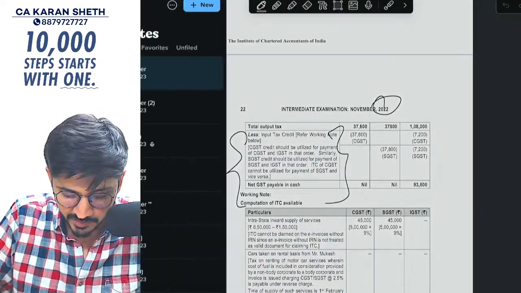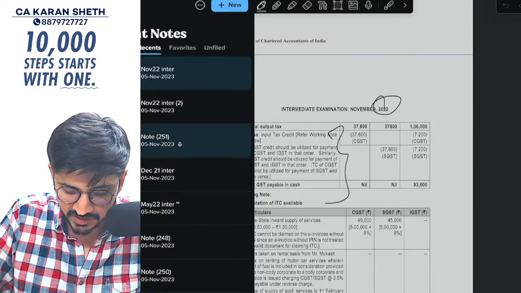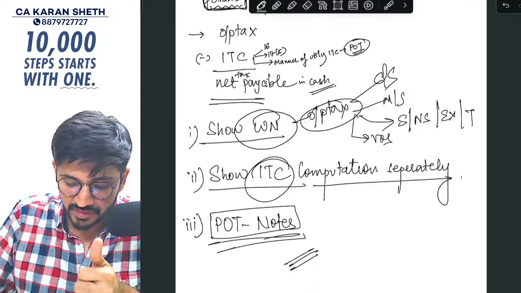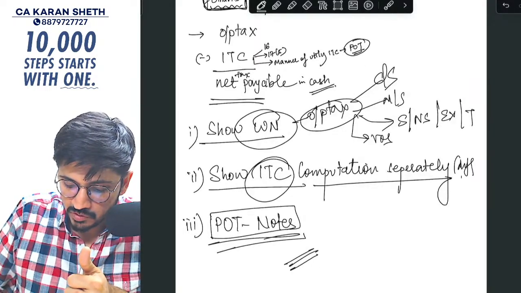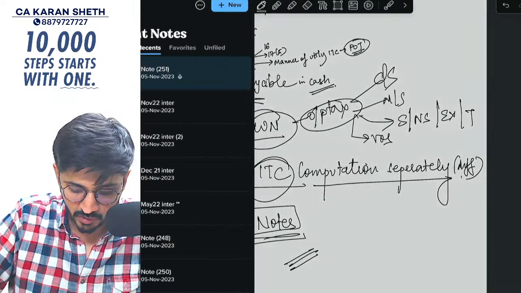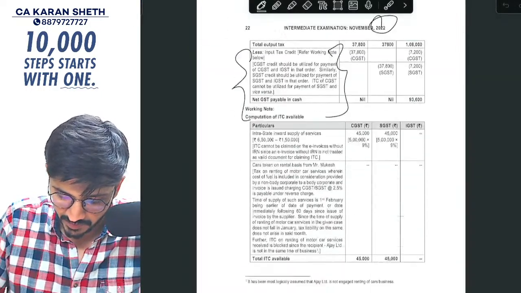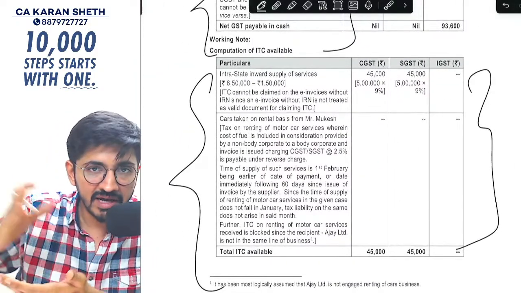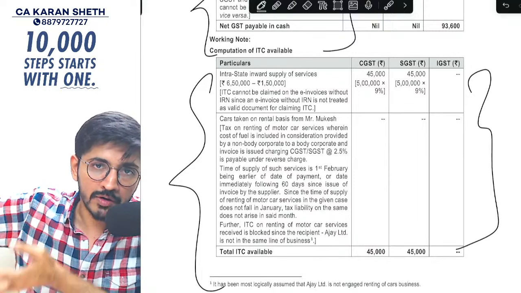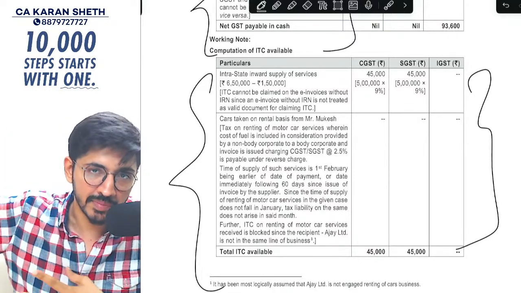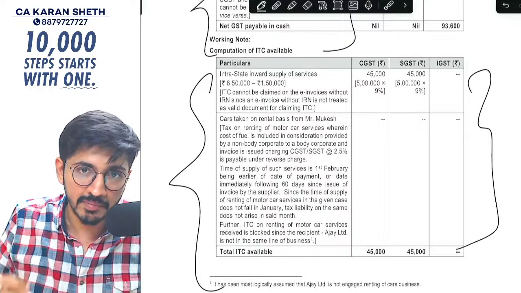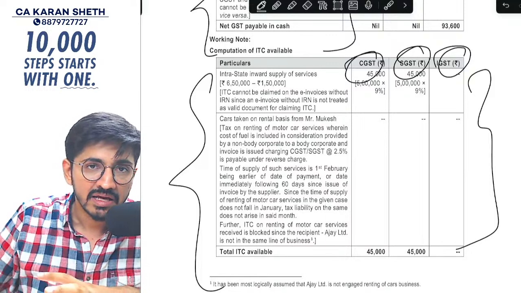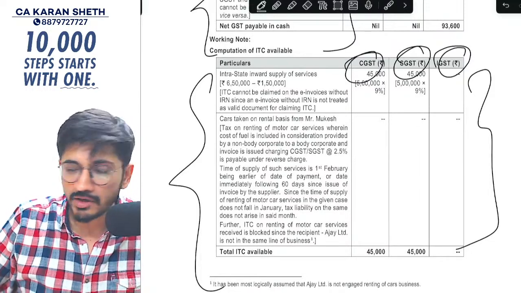Also understand that with respect to ITC, okay, firstly you have to show this as a different computation. तो एक अलग से computation बना देना, okay, just like this, if you can just see. देखो ये पूरा computation है यहाँ पे ITC का, right, where they have clearly shown that either this is blocked or allowed or RCM, whatever the case may be. They've shown it properly in a table, and they've also shown CGST, SGST, IGST in case the bifurcation is already given, right? So make sure that you do this.